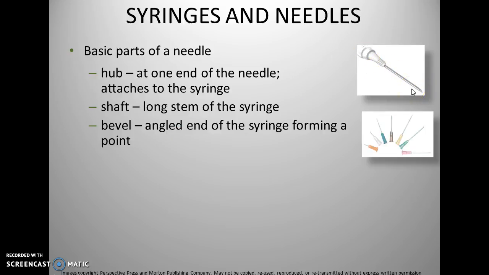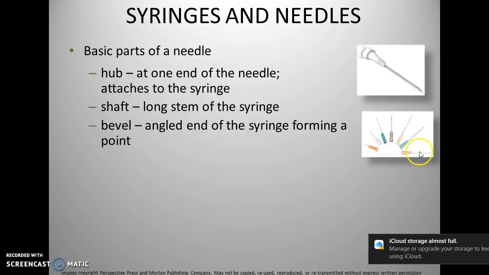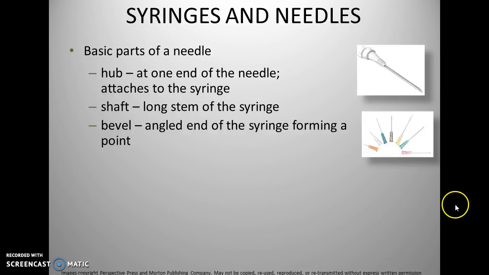Okay, so we have the hub, which is here, which is attached to the syringe, with the shaft, which is the long stem, and then at the end you have what's called the bevel, the angled end of the needle forming the point.